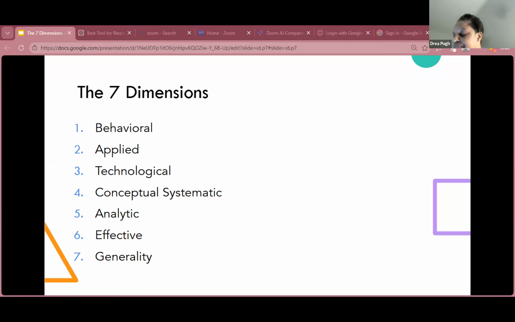Next is analytic. It determines a functional relationship between intervention and behavior change. It uses data to make decisions and shows that the intervention is responsible for the change. Examples would be behavior decreases after a strategy is introduced, or behavior increases when reinforcement is added. Analytic means we are able to show that what we are doing is actually changing the behavior. Okay. We are not guessing or assuming something is working. We're using data to guide our decisions.